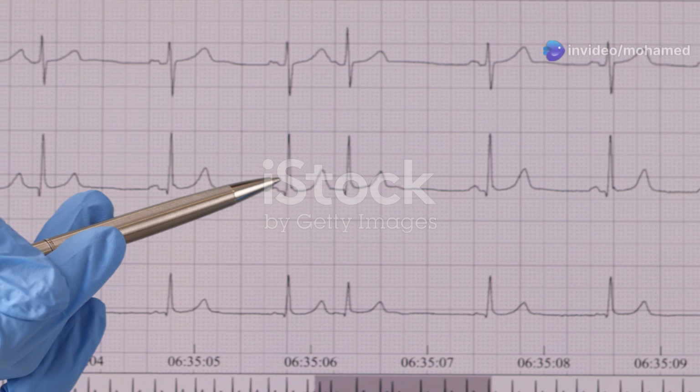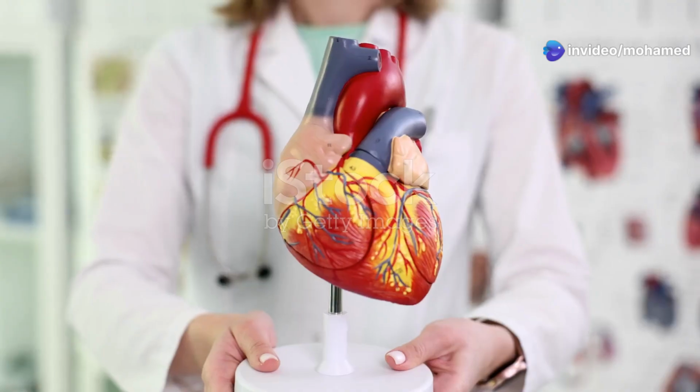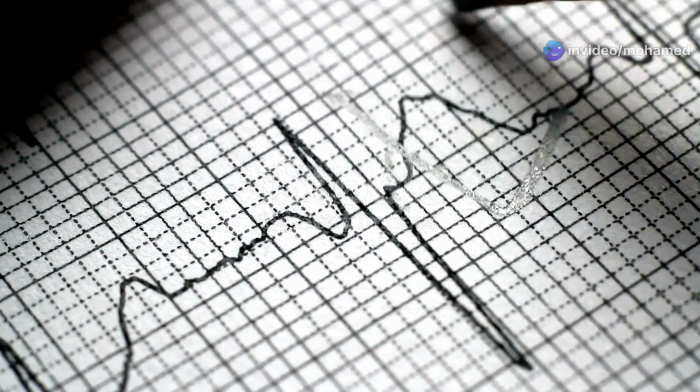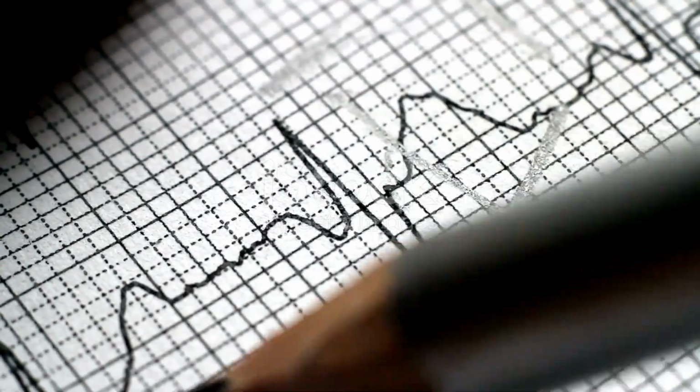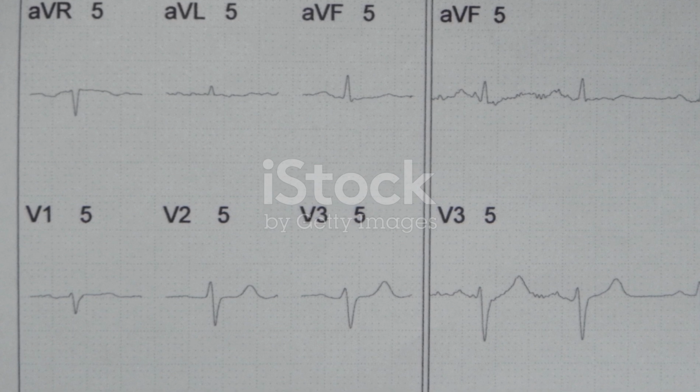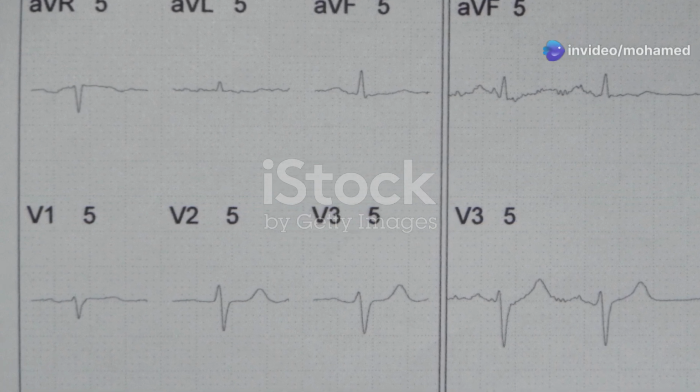Section 6: T wave, ventricular relaxation. After the ventricles contract, they need to relax to refill with blood. The T wave represents this repolarization phase. It shows the electrical recovery of the ventricles. The T wave is usually smaller and more rounded than the QRS complex.